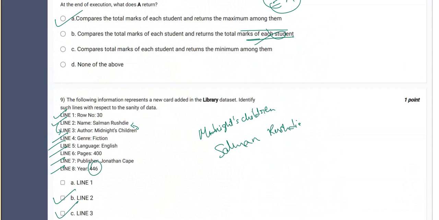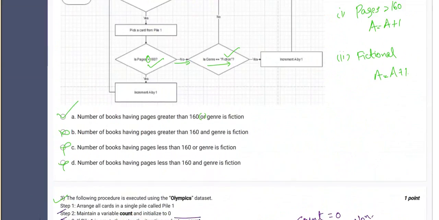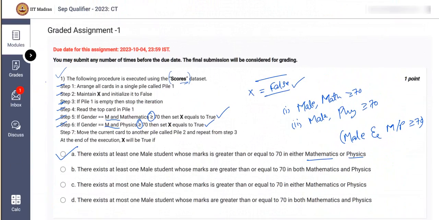So this is what the week 1 GA is all about. I hope that it's very clear. So let us wrap up this session hereby.